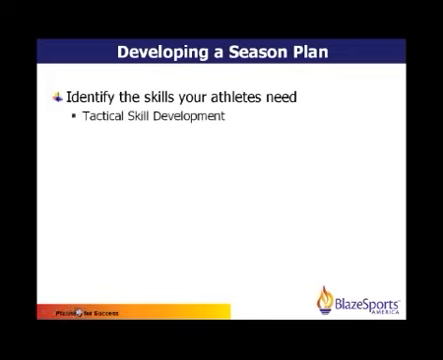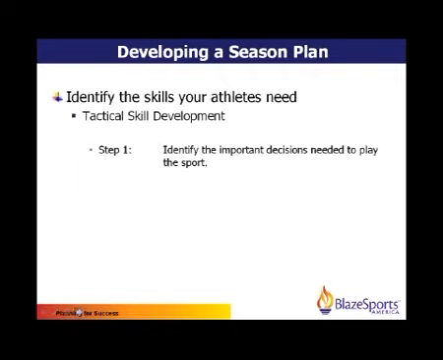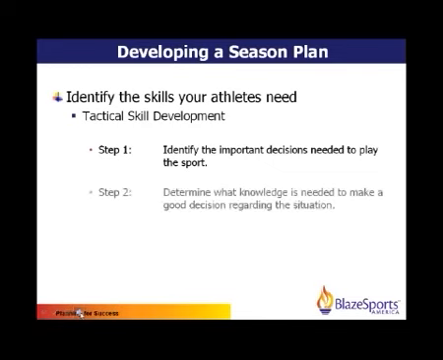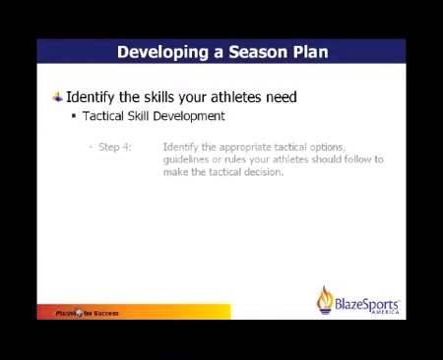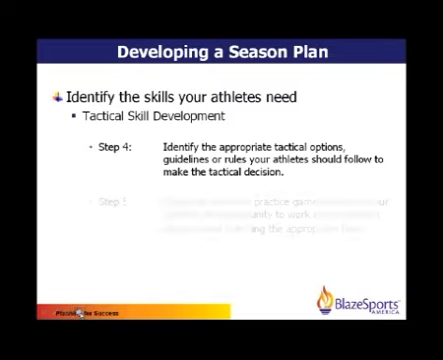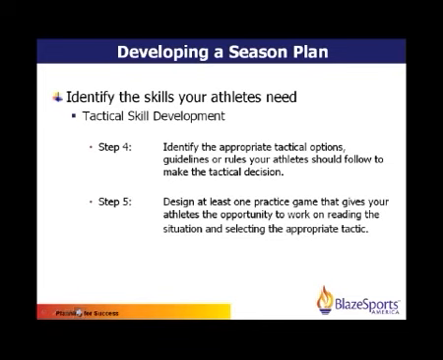Tactical skills can be developed by using a 5-step plan. Step 1, identify the important decisions needed to play the sport. Step 2, determine what knowledge is needed to make a good decision regarding the situation. Step 3, identify the cues that should be recognized and acted upon and help determine a course of action for each cue. The fourth step is to identify the appropriate tactical options, guidelines, or rules your athlete should follow to make the tactical decision. And finally, design at least one practice game that gives your athletes the opportunity to work on reading the situation and selecting the appropriate tactic.